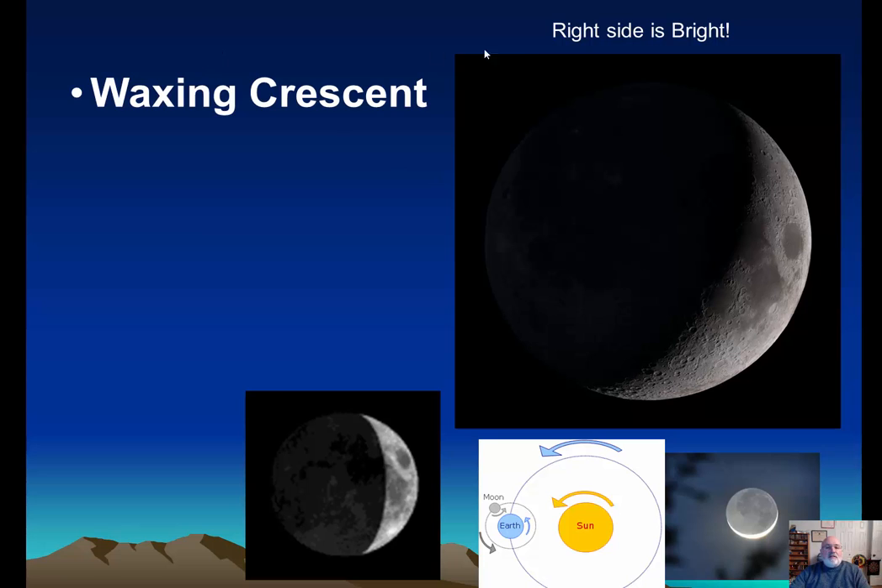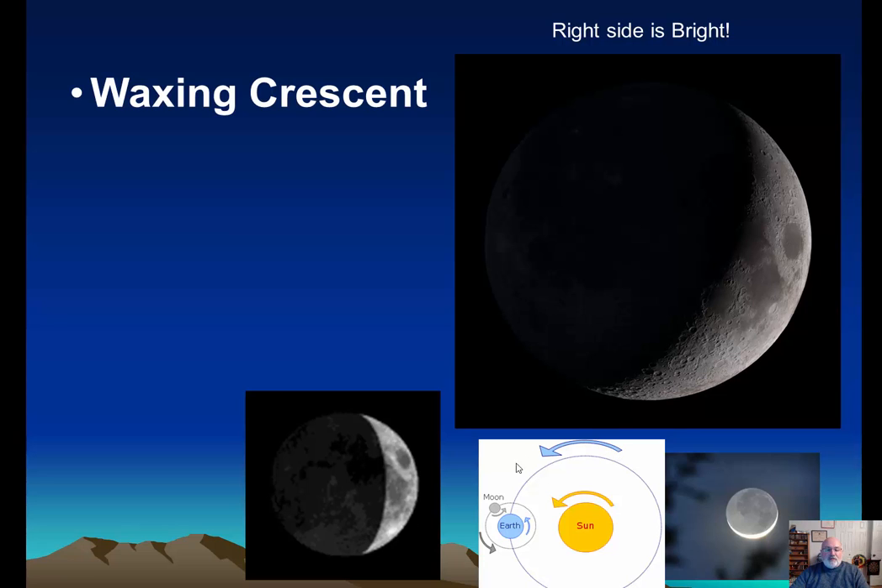Then we have what's called the waxing, and remember this: if you have the right side bright, we have a waxing crescent. Notice the beautiful resolution you can see close to this limb. Beautiful craters, a little tougher to see over there, but real easy to see really close to this limb. And you can draw something like this.